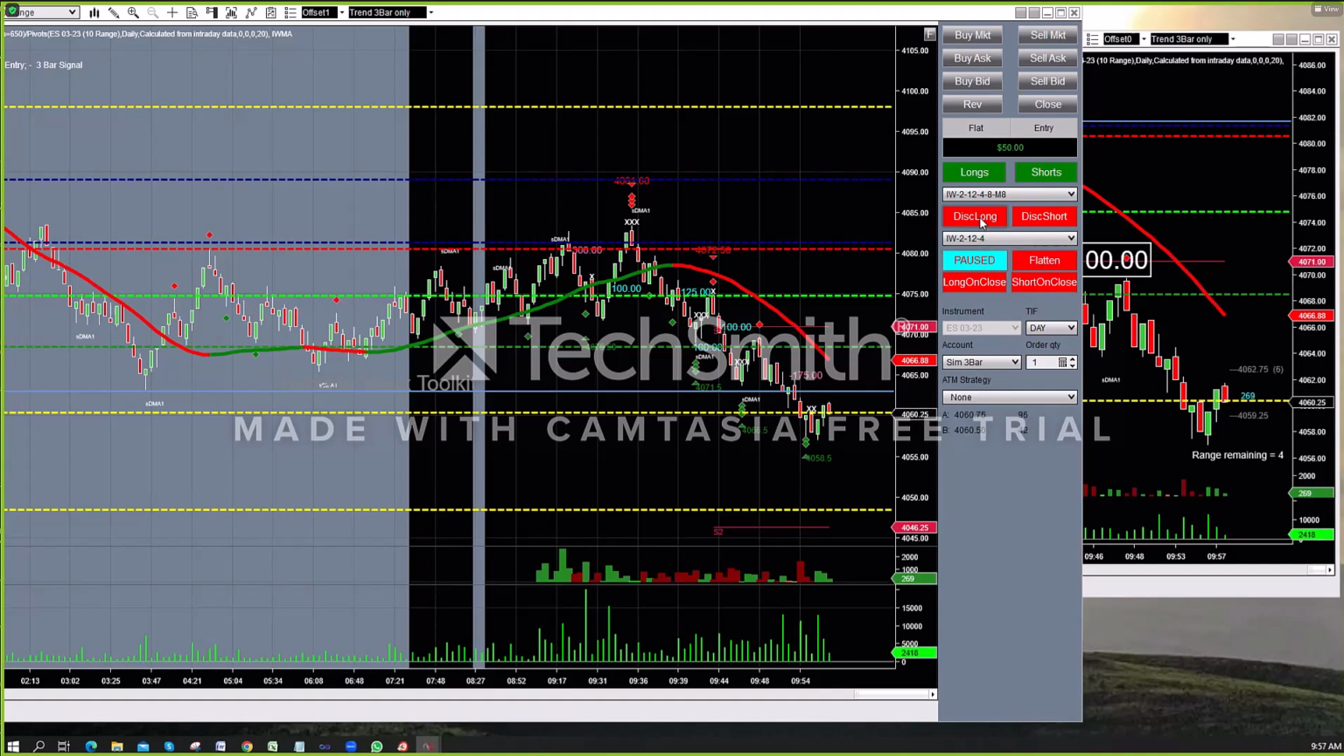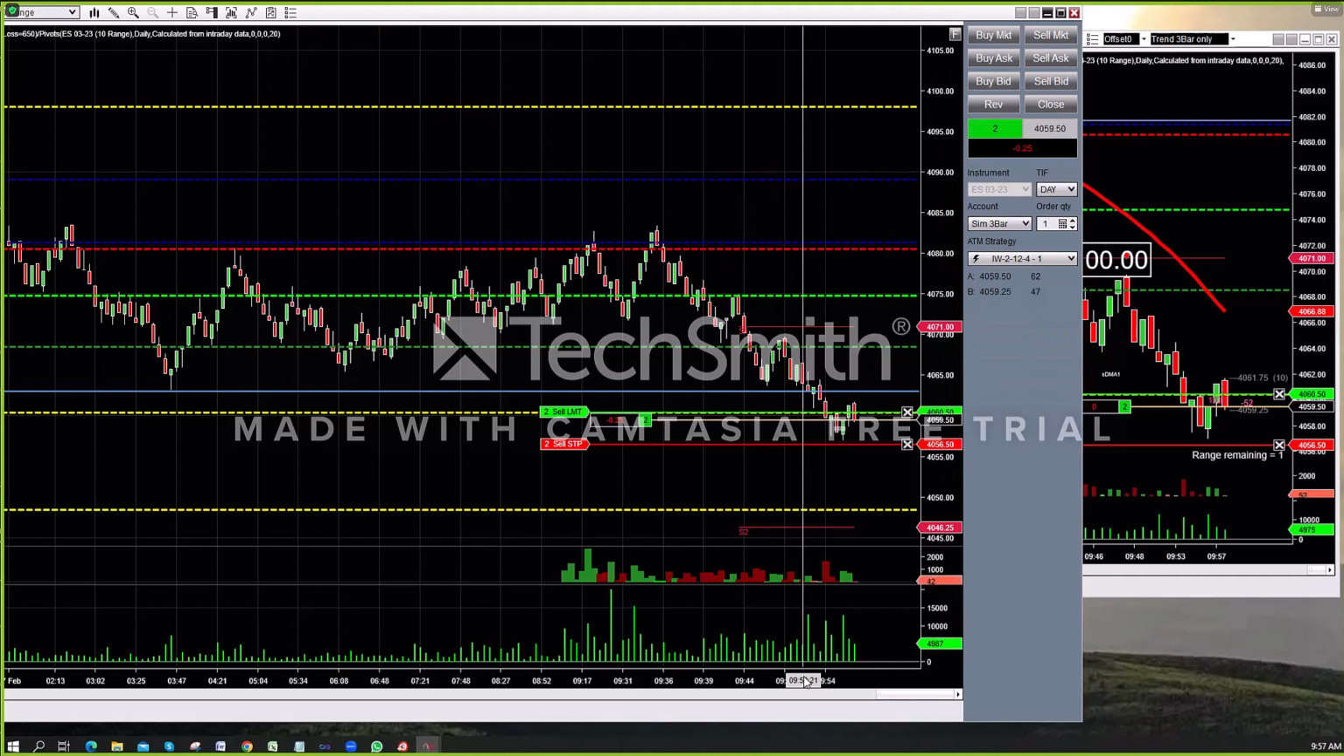I would do 59.75 or something like that. Yeah. You want to get as close to that low as possible for your stop so you don't have a big stop. Order filled.